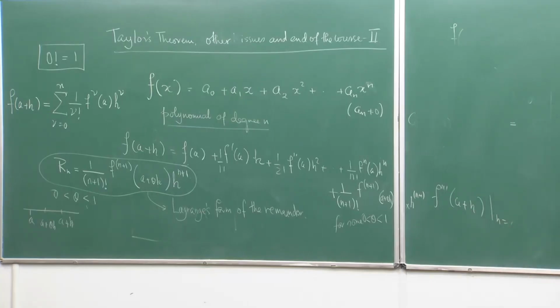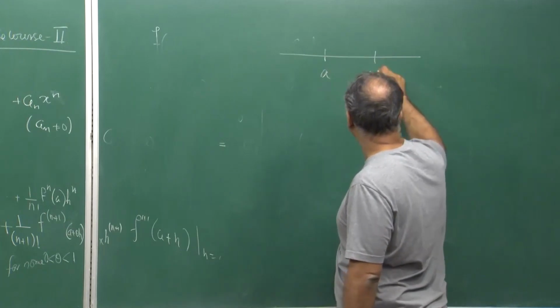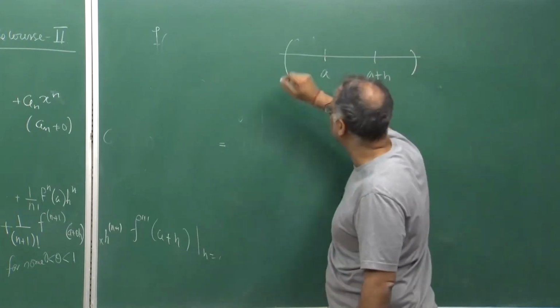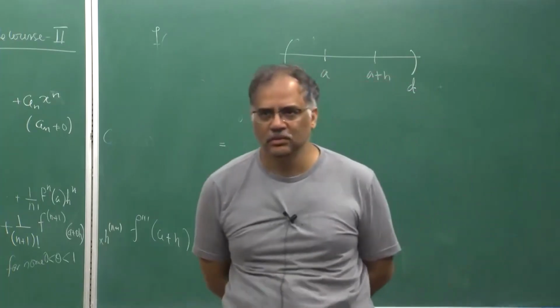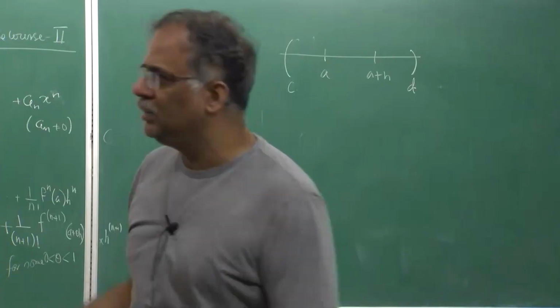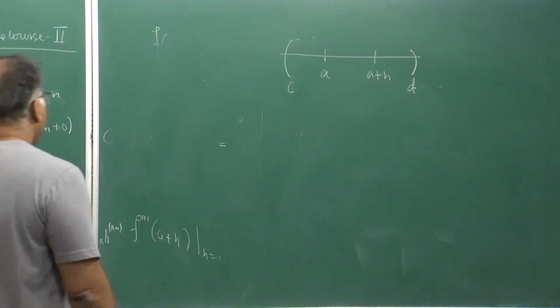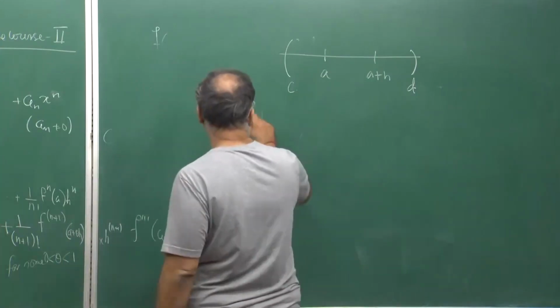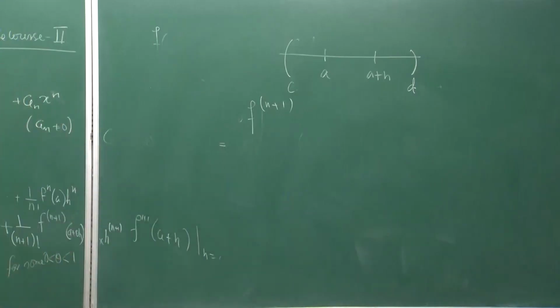Now assume that a and a plus h are contained in some bigger open interval, say (c, d). In that open interval, all the derivatives are continuous and all those things. Now assume that f^(n+1) is also a continuous function in that interval (c, d).